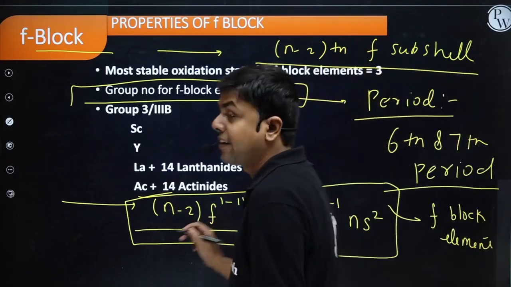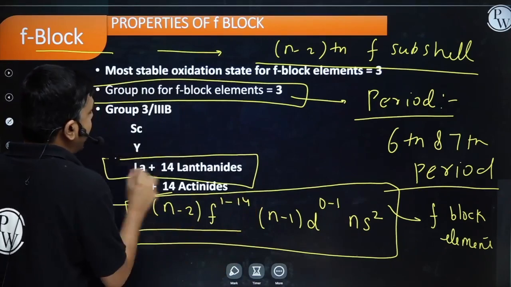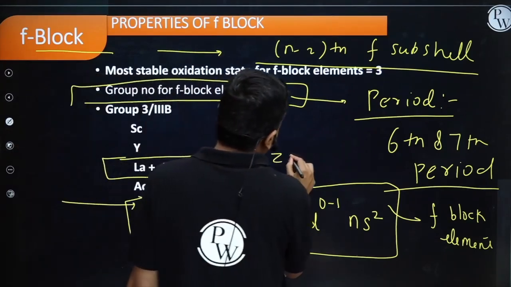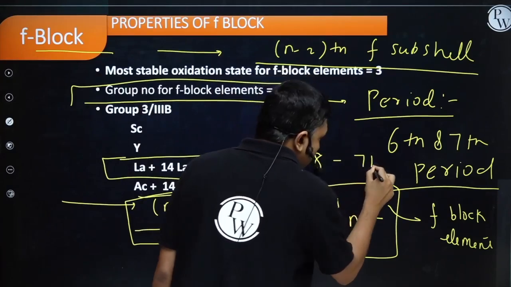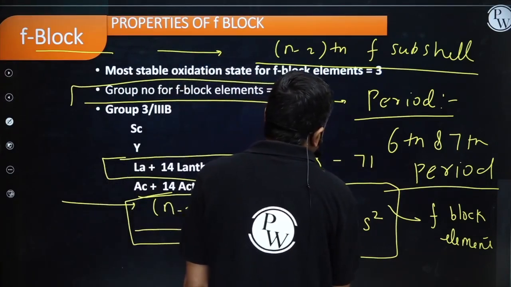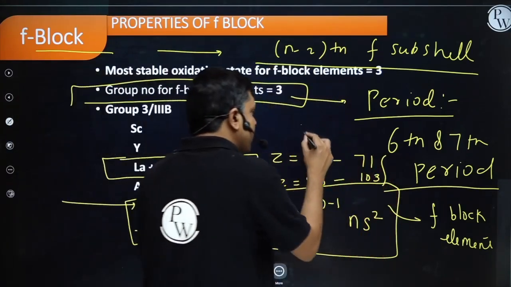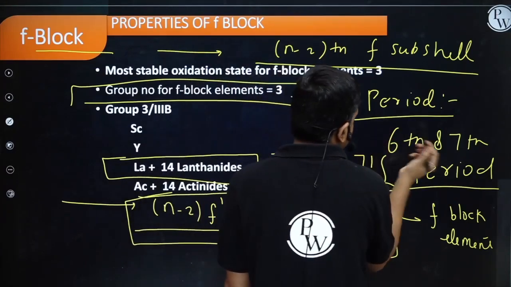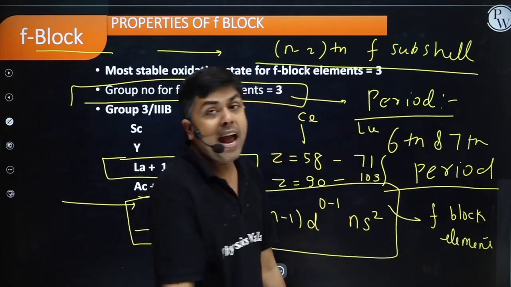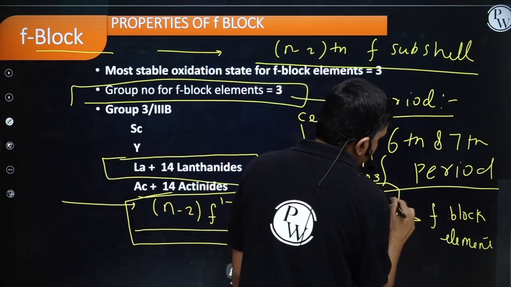This f block element is divided into two series. The lanthanide series starts after the element lanthanum. That's why it is referred to as the lanthanide series. Basically, this lanthanide series starts with atomic number Z equals 58 and ends at atomic number 71, whereas the actinide series starts with atomic number 90 and ends at 103. The lanthanide series starts with cerium and ends at lutetium, whereas the actinide series starts with thorium and ends at lawrencium. Am I clear, students? Lawrencium.